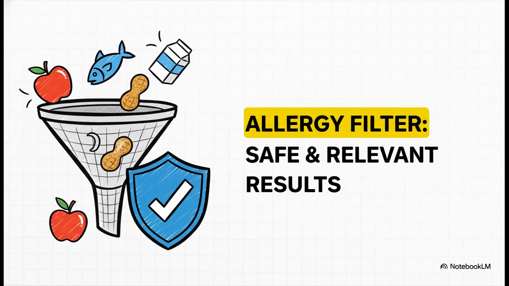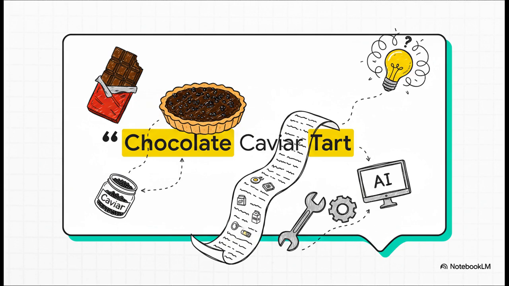And we can get even more specific. By asking about things like allergies, we're basically creating a filter. This makes sure the app generates a customized recipe that's not only relevant, but also safe for the user. So let's say the user has chocolate and caviar. The first time we run this, the AI suggests a chocolate caviar tart. Okay, points for creativity, I guess, but it also gave us this huge shopping list, which is exactly what we didn't want. This is a perfect example of an AI taking things a little too literally.